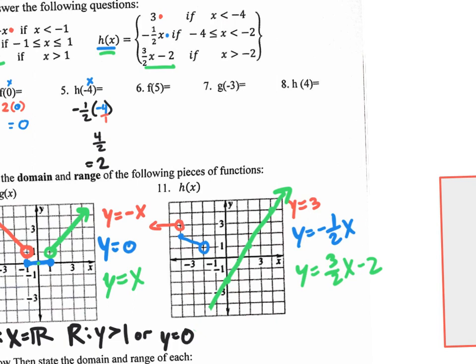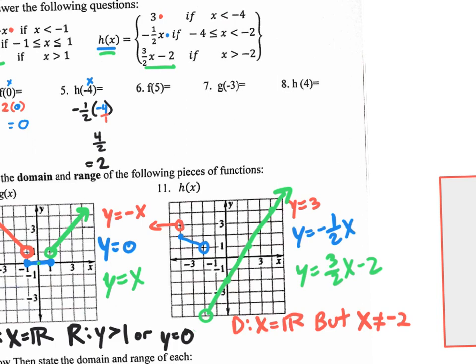Now this is where it gets funky, because it's an open dot. I mean, that's the graph right there. We're done. But when we say the domain x is all real numbers, is it really all real numbers? It's not -2. So we could say x equals all real numbers, but we need to put something else. We need to say, but x cannot be -2.